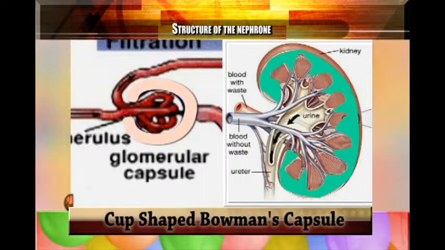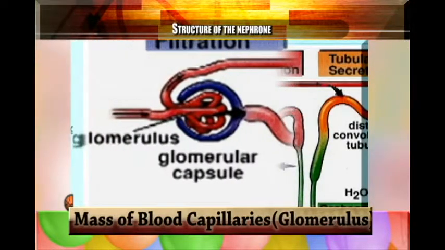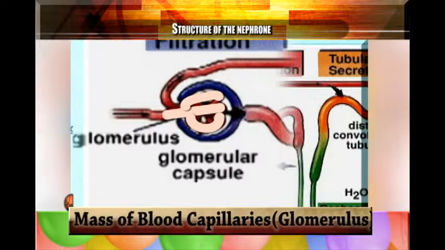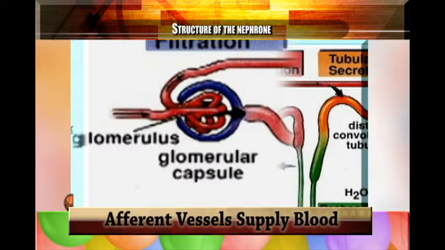Now, the Bowman's capsule contains a mass of blood capillaries. This mass of blood capillaries is what we call the glomerulus. The mass of blood capillaries has a supply of blood via the afferent vessels. The afferent vessels are the ones that supply the glomerulus, which is a mass of blood capillaries, with blood.